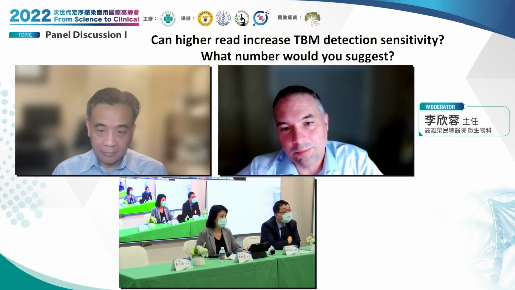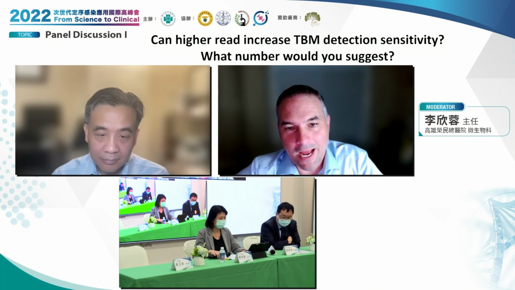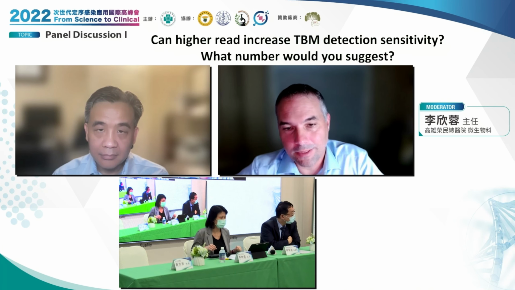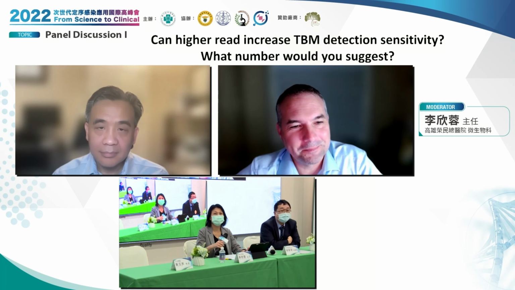So I don't have a specific number, but certainly we were still picking up very low level TB detection at 50 or 100 million reads. I don't think that's necessarily economical or feasible to scale that up. But yeah, TB is hard to find. I'll say that.